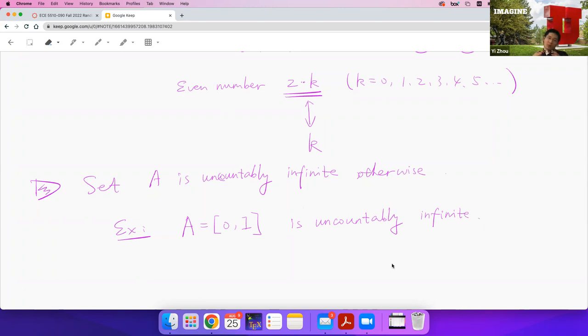So we need all these concepts, because in modern probability theory, we have to deal with continuous cases, right? Now the simplest continuous case is the interval. Bus arrival between 9 and 10 is a continuous interval. So we have to understand the structures of the intervals at least.